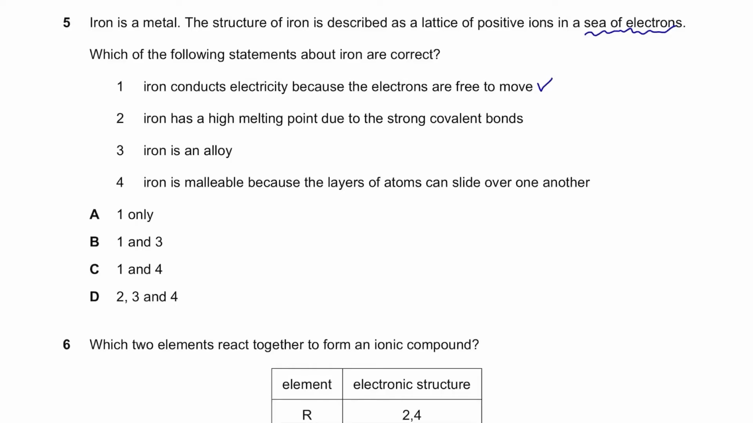2. Iron has a high melting point due to the strong covalent bonds. This is not true. Iron does not have covalent bonds but has metallic bonds. 3. Iron is an alloy. This is not true as well. Iron is an element. You can find it in the periodic table. 4. Iron is malleable because the layers of atoms can slide over one another. Yes, this is correct. They can slide over one another and that makes it malleable.